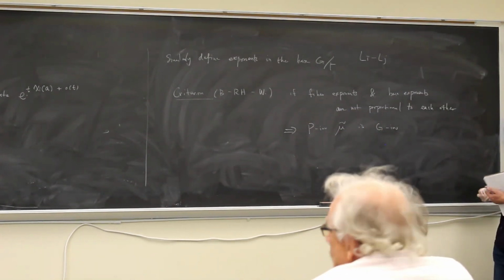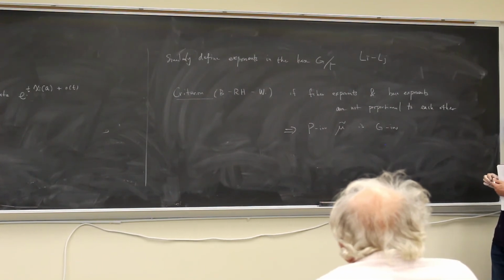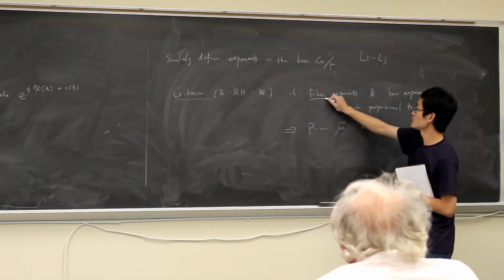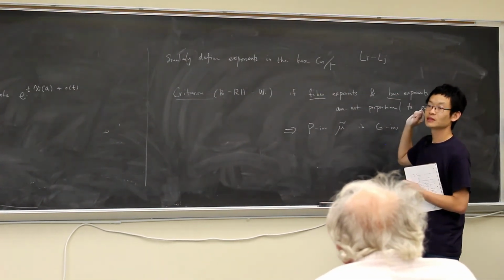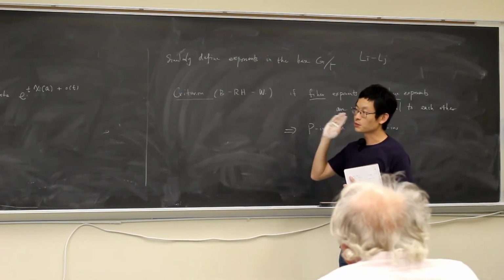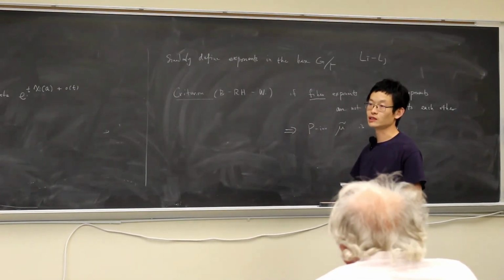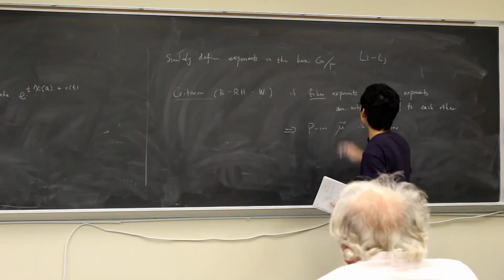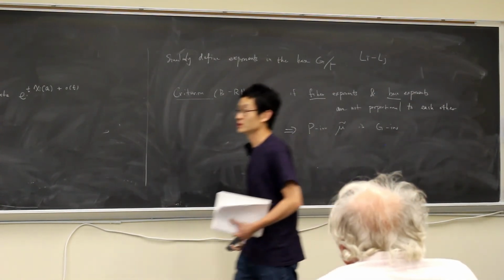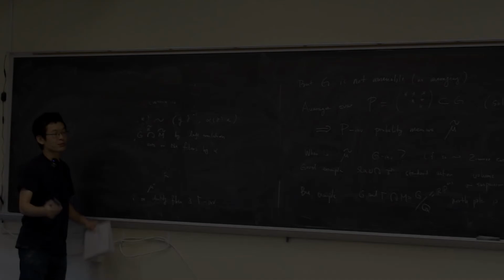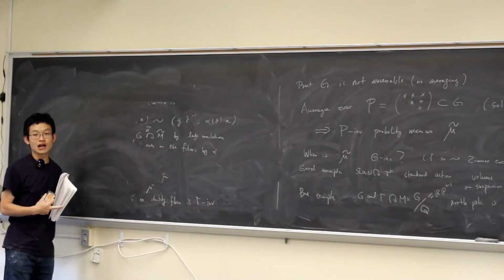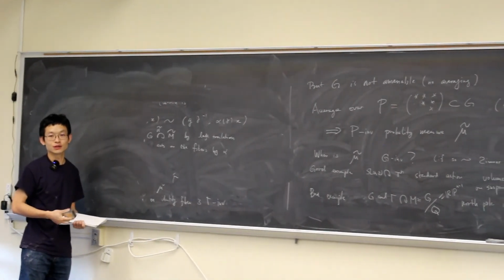I can't read from here. What are the two things that are not supposed to be proportional to each other? The fiber exponents and the base exponents. So the fiber exponents are supposed to be different from the roots of the Lie group. The base exponents are just the roots of the Lie group. Their proportional classes don't overlap. Up to positive proportionality, they don't overlap.